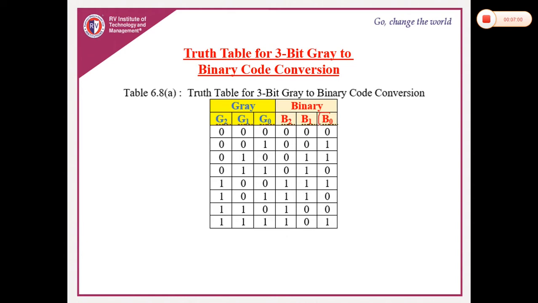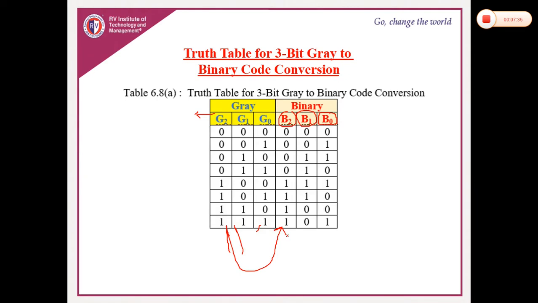In order to get the binary output B0, you have to take XOR between these three terms, that is, G2 XOR G1 XOR G0. Similarly, to get B1, it is the XOR operation between G1 and G2. Similarly, to get B2, it is the XOR operation between G2 and the successive bits, but there are no successive bits. So B2 is equal to G2.